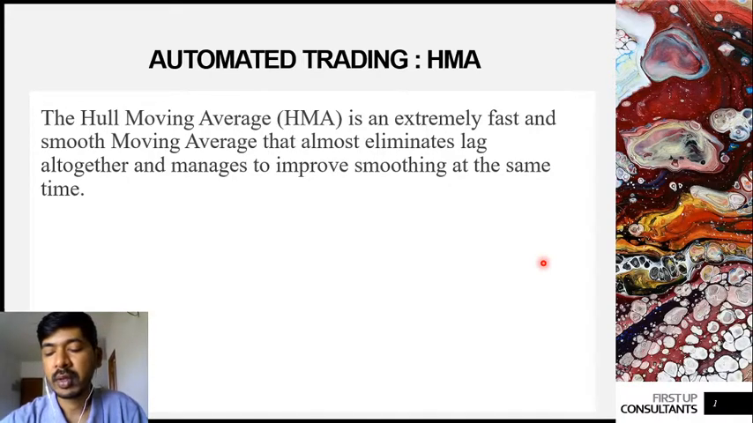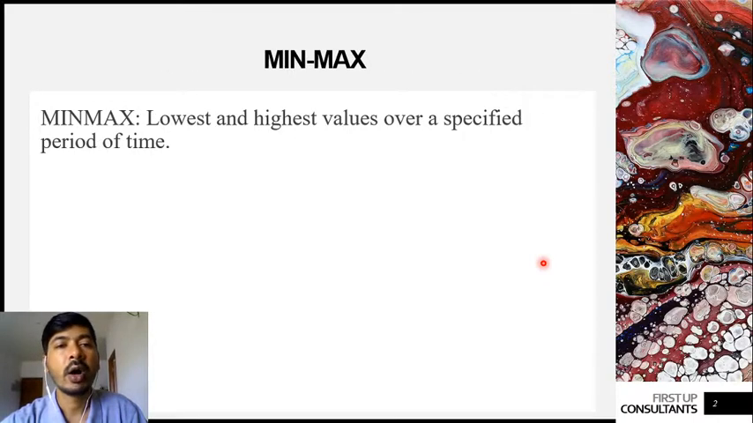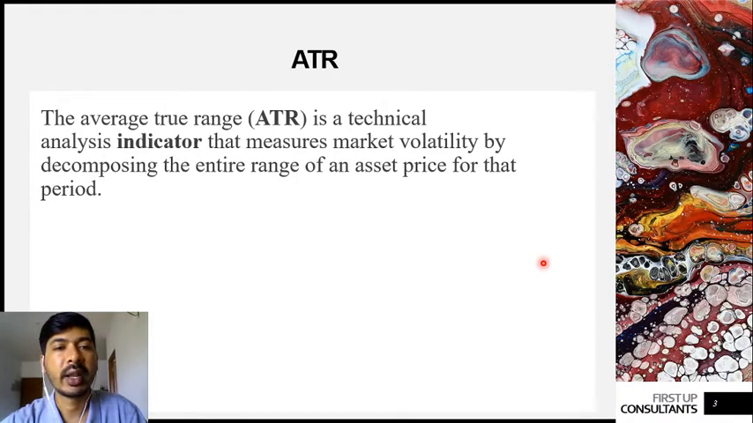And here we will be using the combination of two HMAs, the 50 and the 15 time period on the 1 hour time frame. Along with that, we are also using the min max. It's fairly simple, the highest and the lowest value, and the ATR as well.